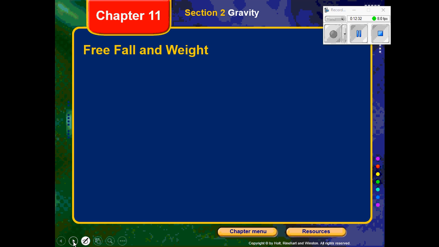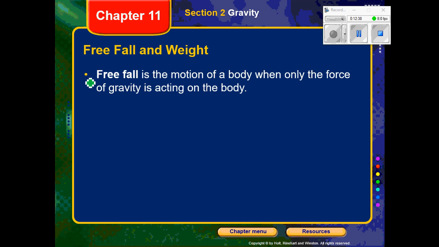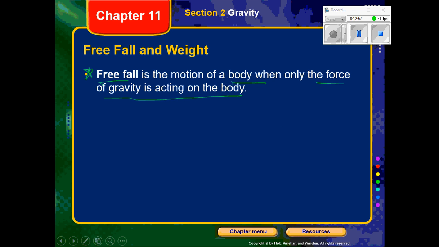Okay, so free fall and waves. We've been talking about free fall for a long time, right? That's little g. Just to refresh your memory, free fall is the motion of a body when only the force of gravity is acting on the body. So this is really saying nothing that we see on Earth is ever in free fall, even though we've been talking about it like projectile motion. We've been doing all the math in free fall.